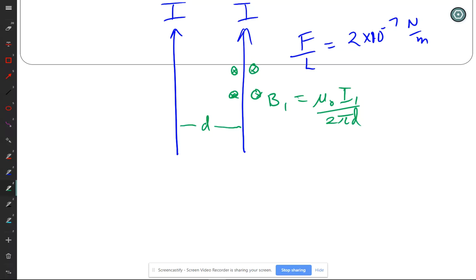Then step 2, force is equal to I2 L cross B1. So then I'll put my index finger parallel to L2, which is up. My thumb going in. It's not attractive, is it? It's repulsive.